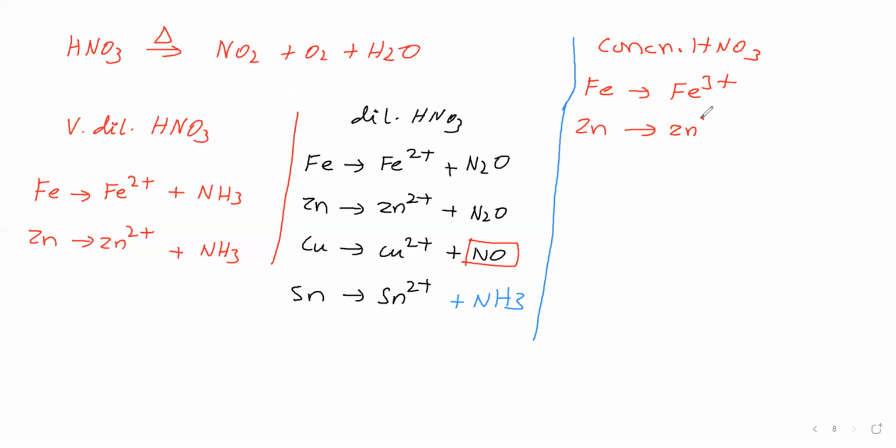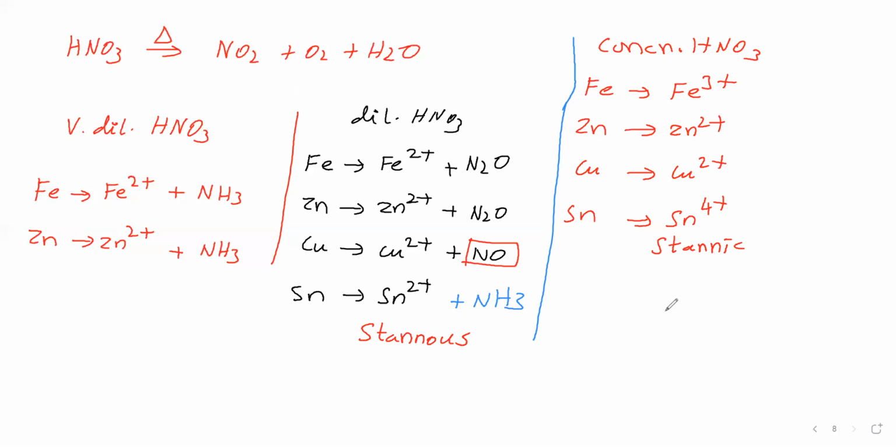Zinc can show only +2 oxidation number. It cannot show variable oxidation numbers. Copper gives cupric ion, Cu2+. Tin gives, in the sense, +4 oxidation number, stannic. Here tin becomes stannous in dilute nitric acid, and stannic in concentrated nitric acid.